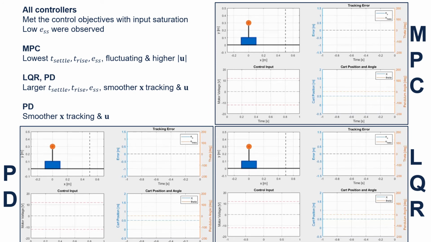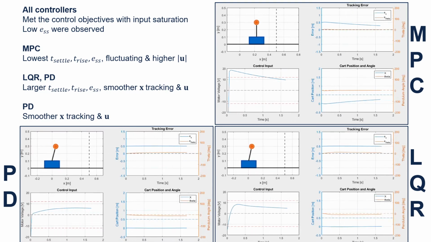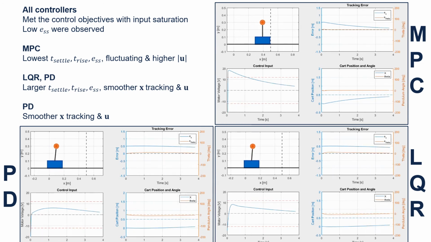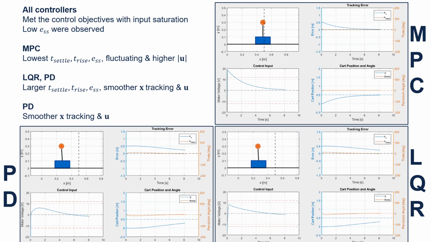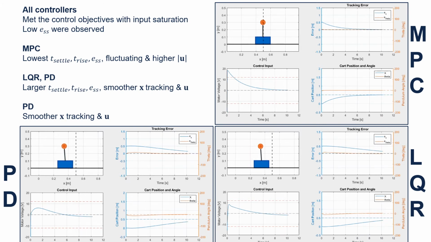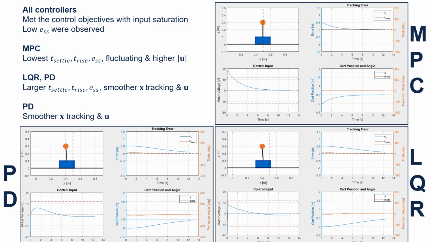These are the simulation results for each trial. All controllers met the control objectives and only little steady-state errors were observed. The MPC exhibited the lowest settling time and rise time as well as steady-state error. The control input was higher in magnitude and fluctuating more compared to other controllers.